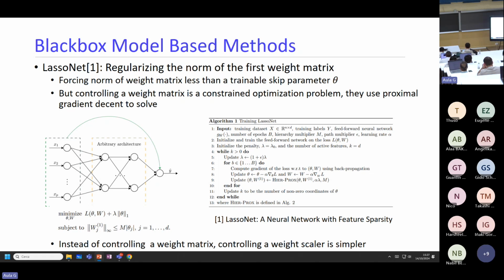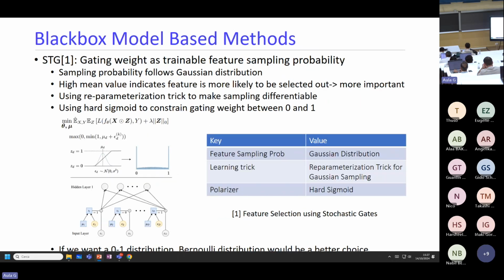But can we do better? Yes. Instead of controlling a weight matrix, we can control a weight scalar. Another work and the following three works use the same thought. They assign a gating weight to each feature, and they train it to know which feature should be more important.